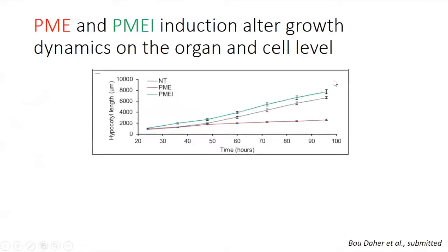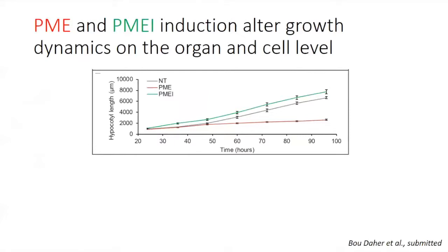So luckily, this is just what happened. What you can see here in gray is the normal, non-transgenic, but treated with the inducer, which in this case is ethanol. We get the slow growth and then the transition to rapid growth. And what happens when you overexpress the PME is that you just always have slow growth and you never get that rapid transition.